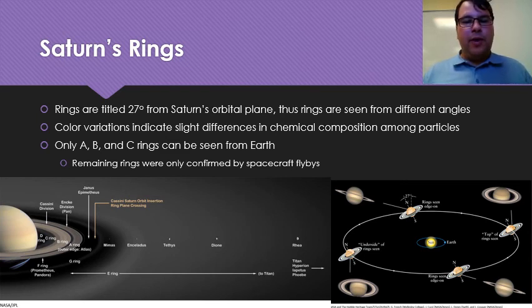We believe that the rings were possibly created from moons that got a little too close to Saturn and then were gravitationally ripped apart. As their orbits got a little too close, they ripped into smaller and smaller pieces, eventually getting down to particle sizes for the D ring.